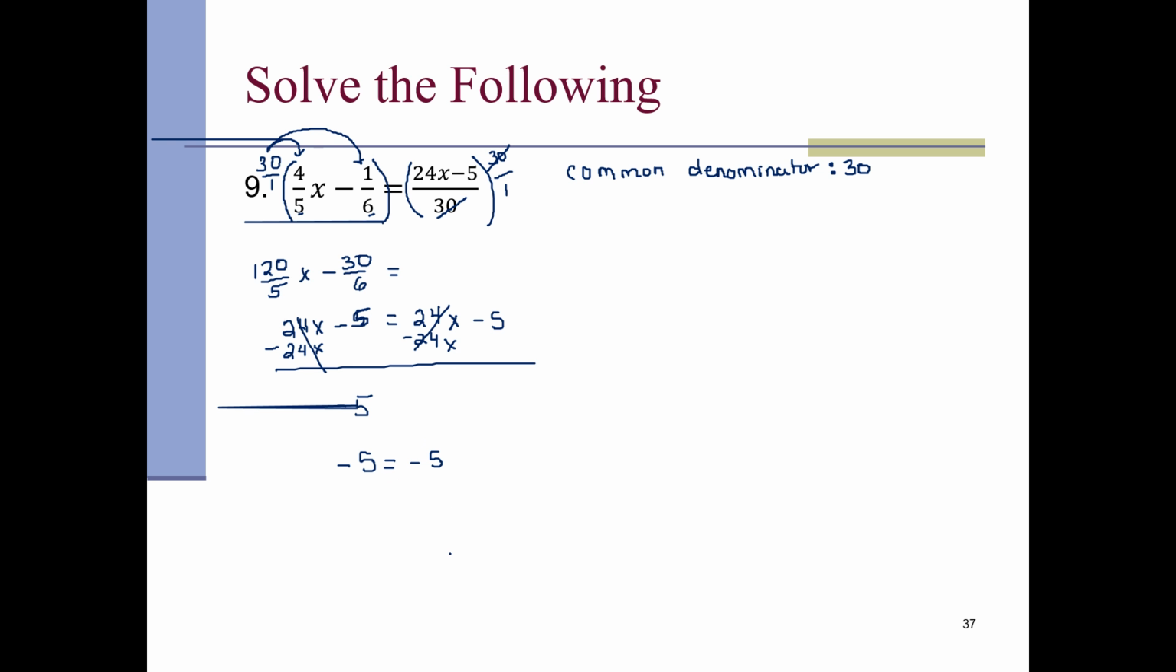So just like the last problem, my variable is gone. And when I evaluate what's here, I see that negative 5 is indeed equal to negative 5. So I have a true statement. And that means that the x in this original problem can be any real number.